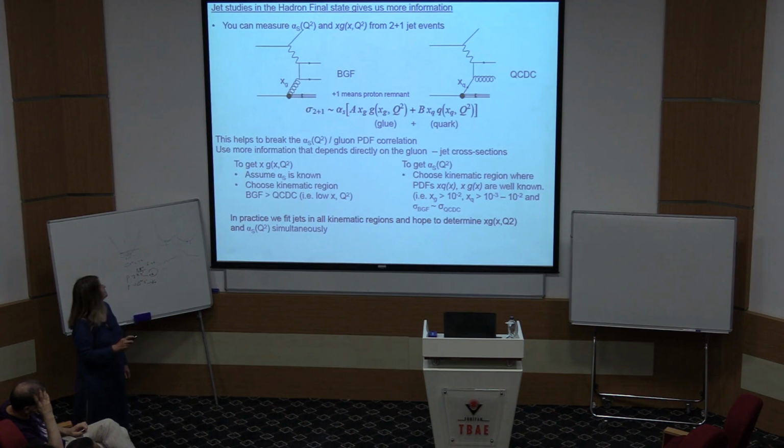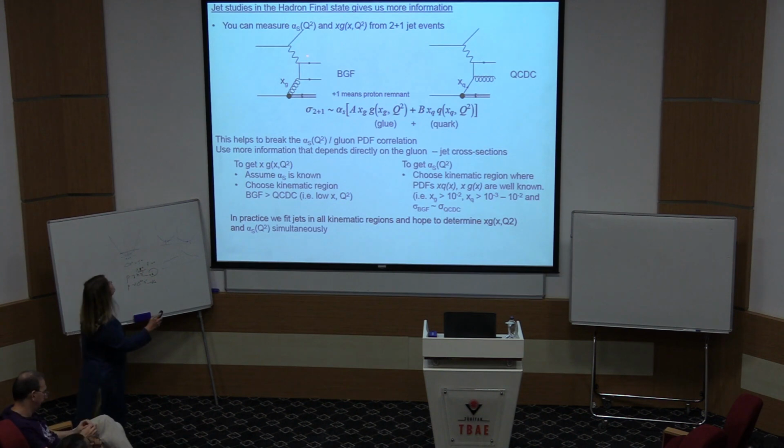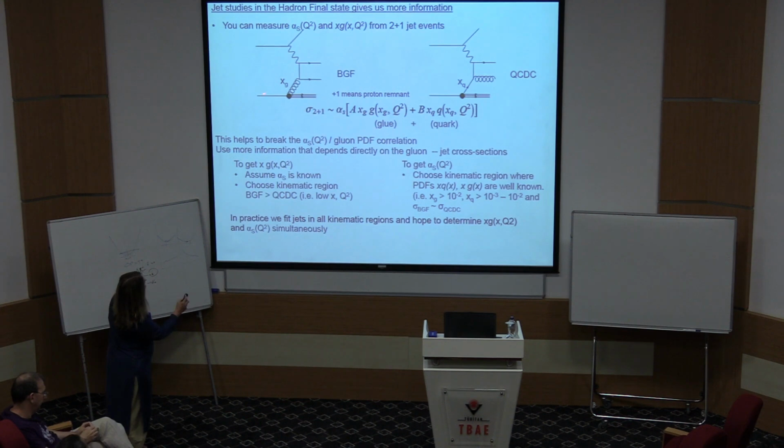Now, I told you before about the two processes, the QCD Compton and the boson gluon fusion process, right, which contribute to the scaling violation. But in fact, you can actually really see events like this, because these will produce events with two clear jets and a general jet going down the proton remnant direction. You can see that it's basically going down the beamline. So what you're looking for is two extra jets.